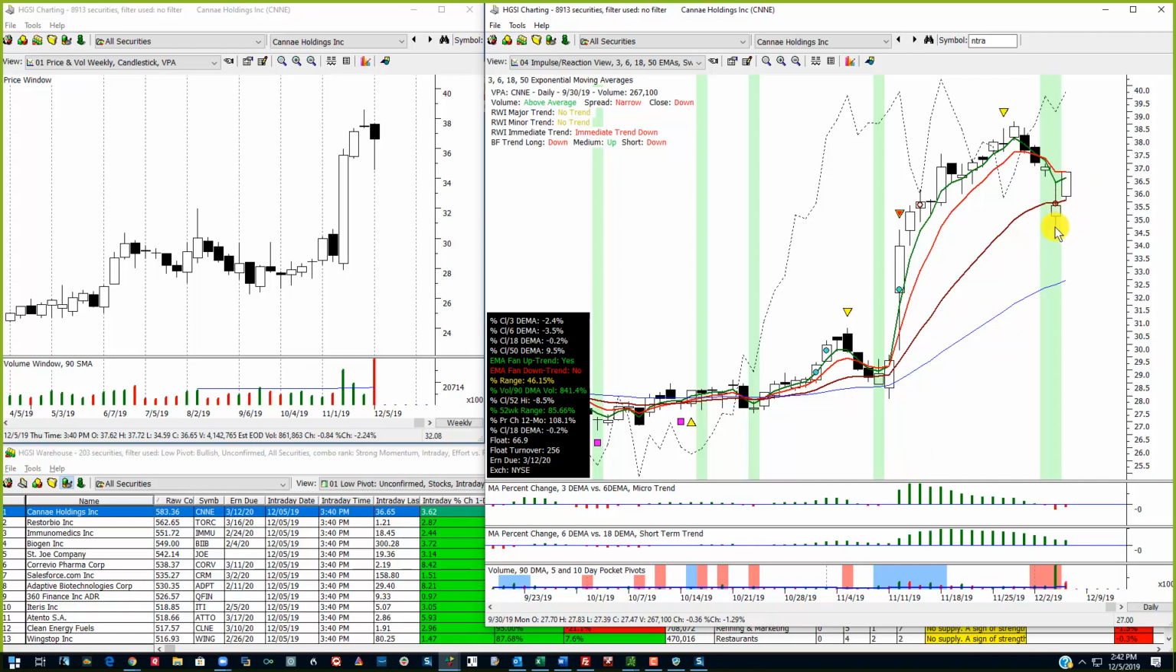Now, this could be considered a bounce play today because it's right around the 18. It actually penetrated it, but it is bouncing back. The float, 66.9 million shares. Float turnover, 256 days, and I'll explain that as we go along.